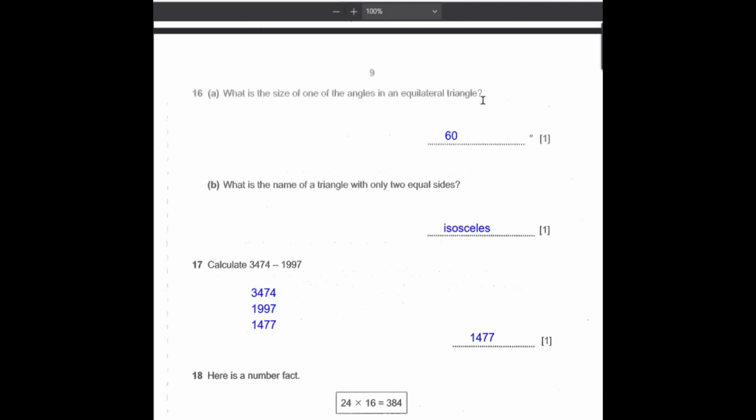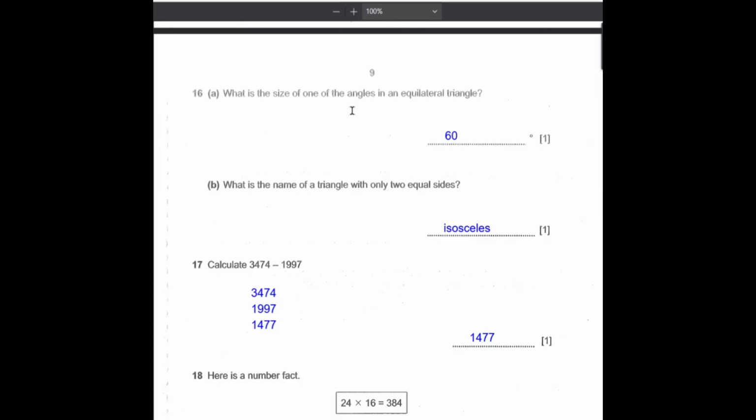Number B, what is the name of a triangle with only two equal sides? We know a triangle with only two equal sides is called an isosceles triangle, and a triangle with three equal sides is called an equilateral triangle, and with no equal sides is called a scalene triangle.